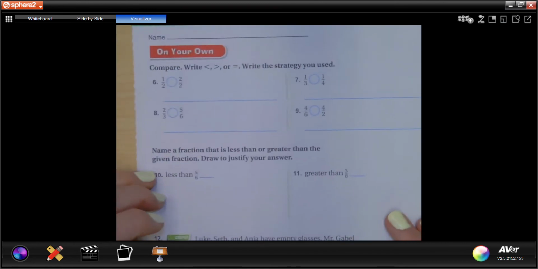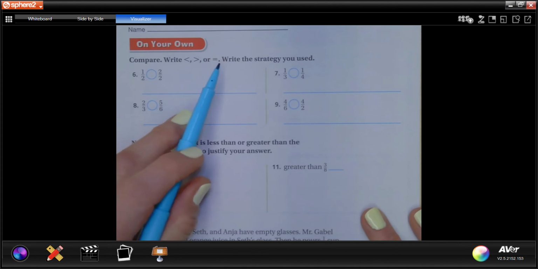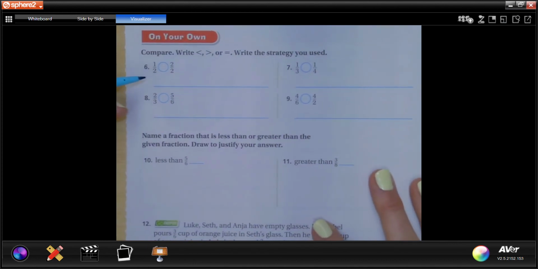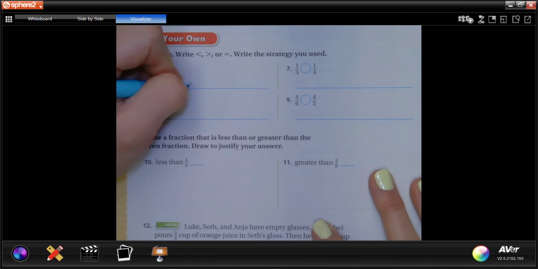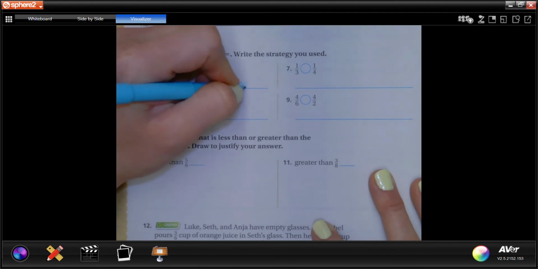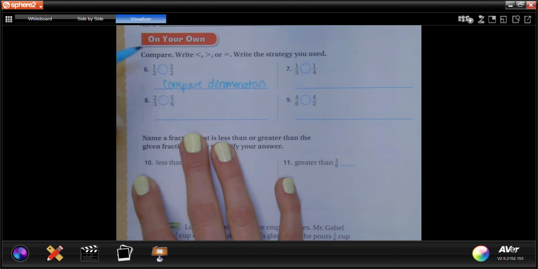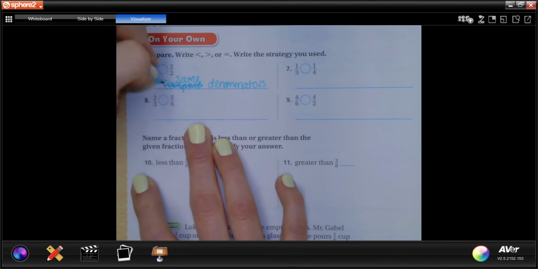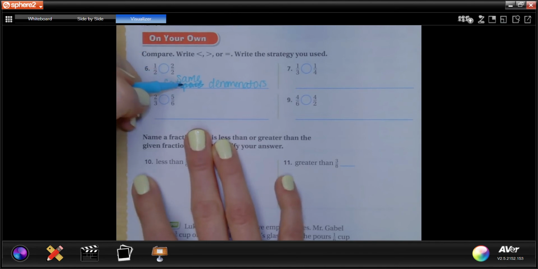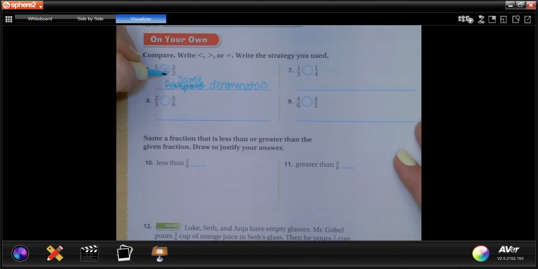All right. We are going to compare and write less than, greater than, or equal to, and write the strategy we used. Okay, so, do we have the same numerator? No. Do we have the same denominator? Yes. So we're going to compare denominators. Same denominator. So, because they have the same amount in the whole, is 1 in our numerator, is 1 out of 2 less than 2? It is. So 1 half is less than 2 halves.